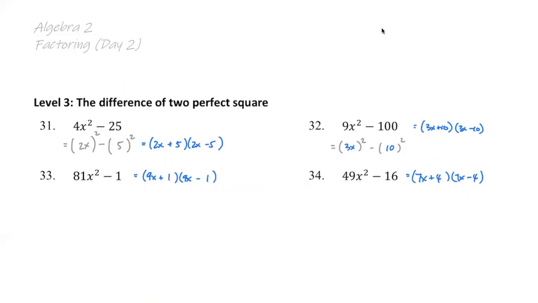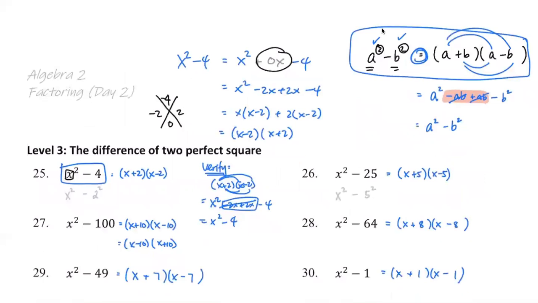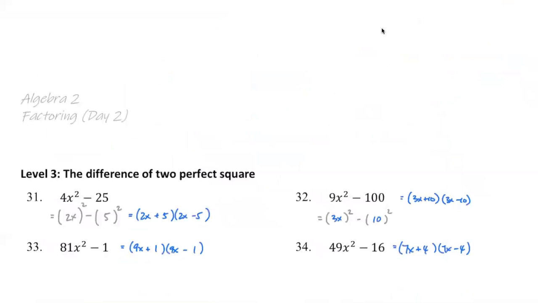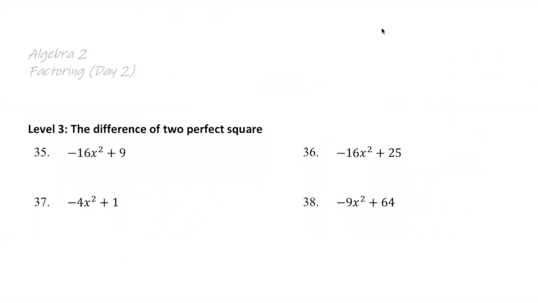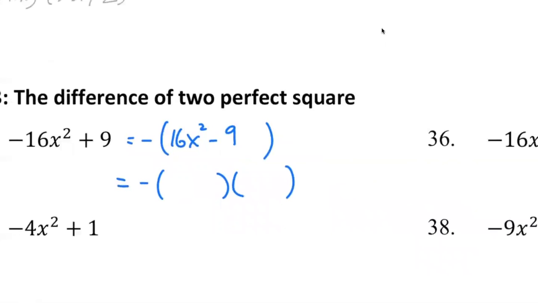Now, this is slightly harder than the previous 6. And the next few are going to be some sort of challenge because you've got a negative. So what do we do with a negative? We factor it out first. So negative, taken out, 16x squared minus 9. And then you can factor it, which gives you 4x plus 9, 4x minus 9.